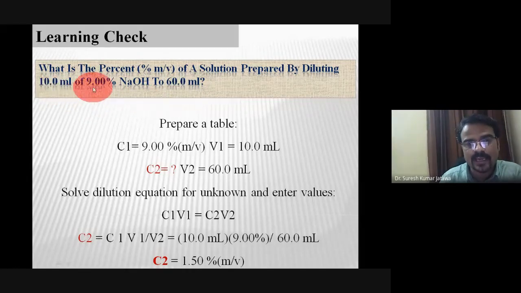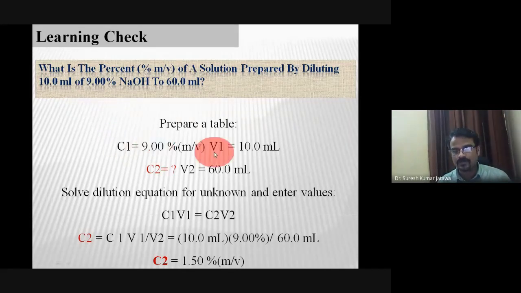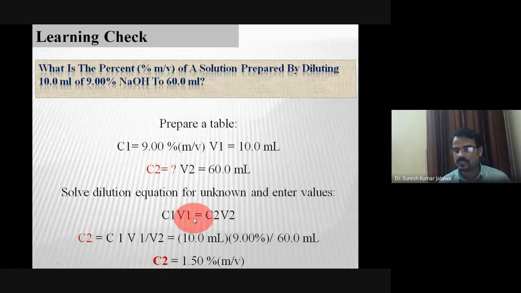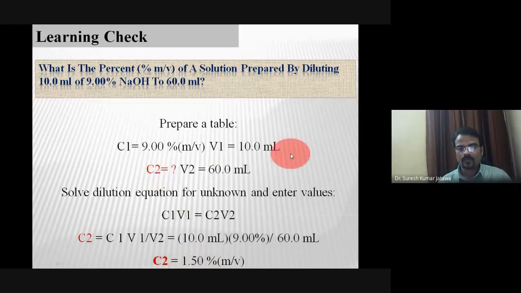If you are taking 9% of 10 ml, here C1 equals 9, V1 equals 10, and C2 you have to calculate, V2 equals 60 ml. It is given here. So C1 V1 equals C2 V2, and when you calculate C2, it comes to 1.5. It means if you add 10 ml of 9% NaOH to 60 ml, the concentration of the 60 ml will be 1.5%.